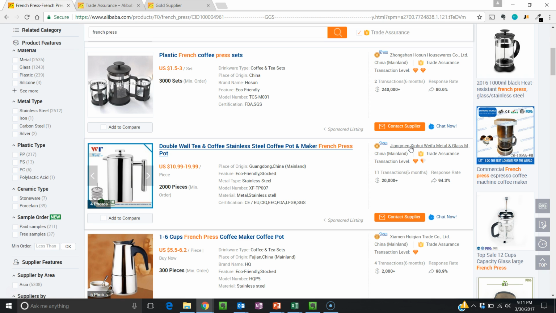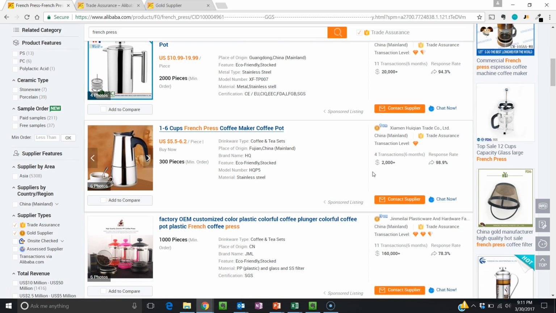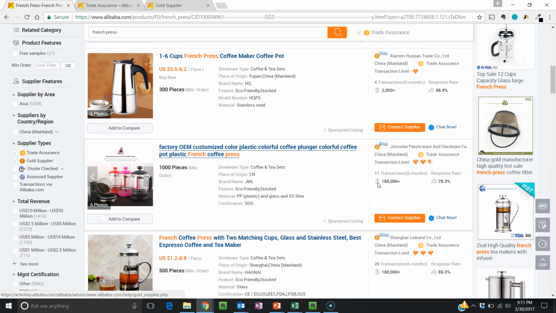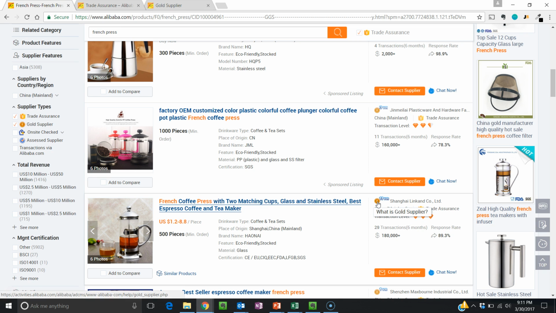You can look up their company registration wherever their province is in China. There are different places you can go to find that information. But either way, my recommendation is try to get longer years. Like this one here, an 11-year supplier. They've got a decent response rate. This transaction level, I wouldn't worry too much about that.